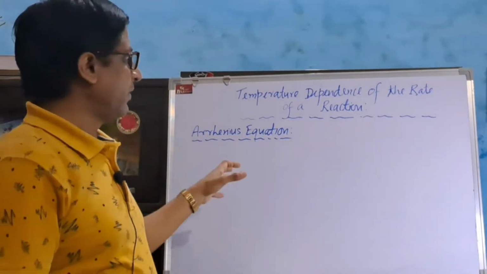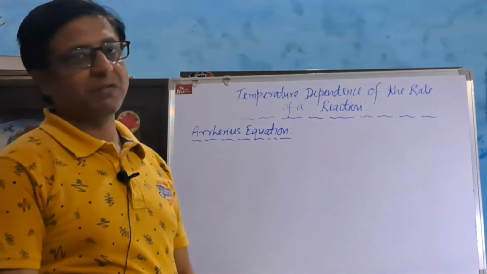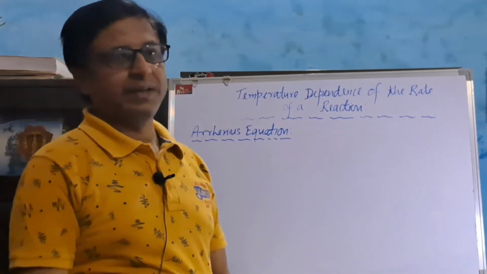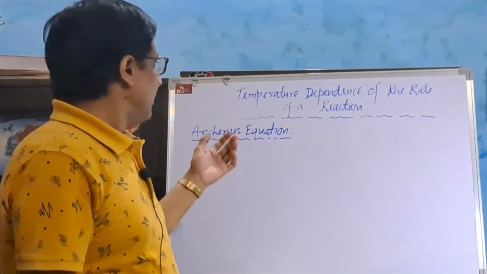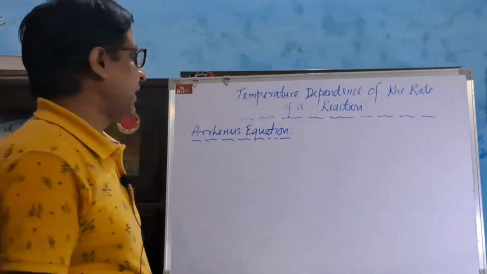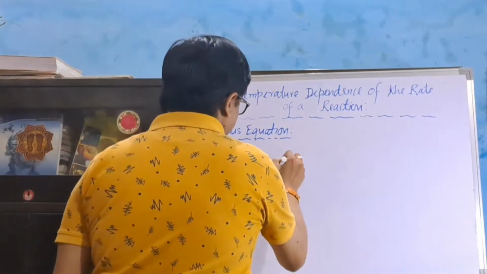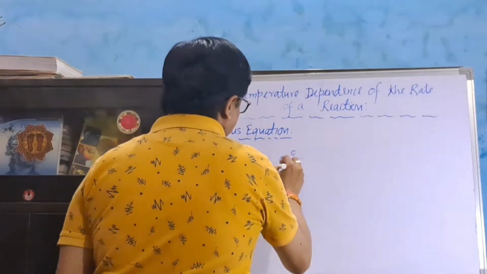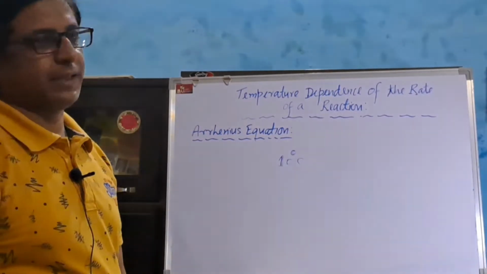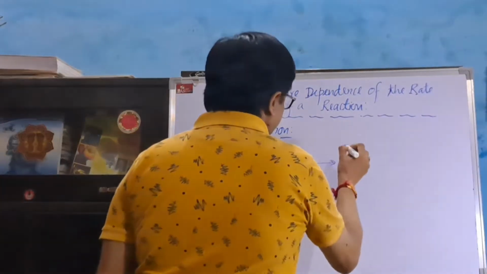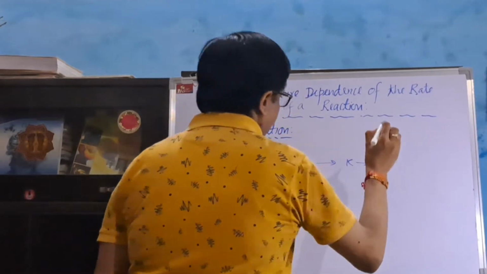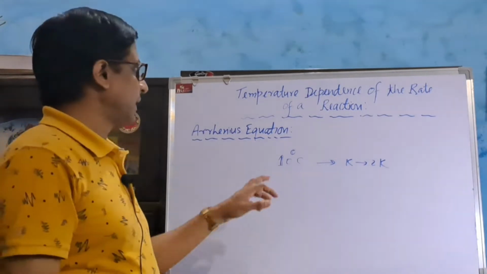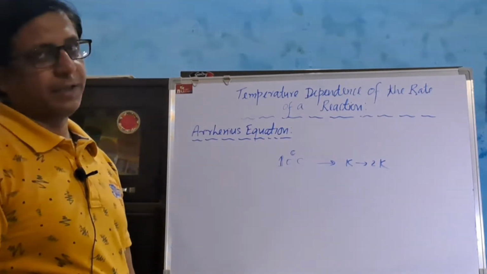For example, if we increase the temperature of reaction mixture of potassium permanganate and oxalic acid, then the potassium permanganate gets decolorized faster. It has been observed that if we increase the temperature of reaction mixture by 10 degrees centigrade, then the rate constant becomes double. It means that the rate of reaction gets double by increasing the temperature by 10 degrees centigrade.